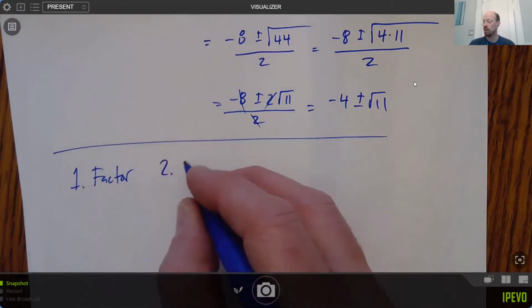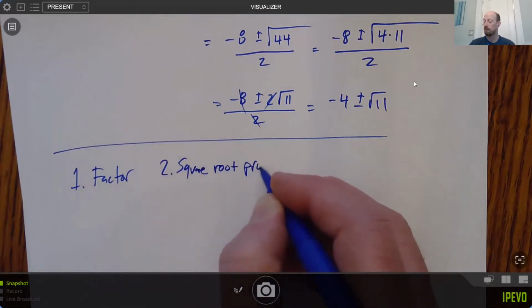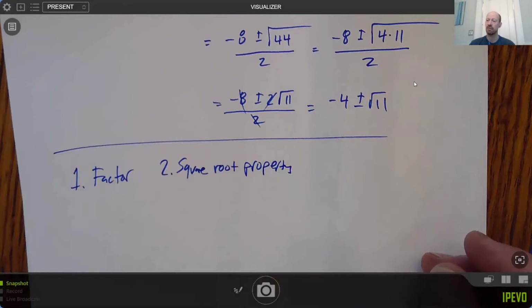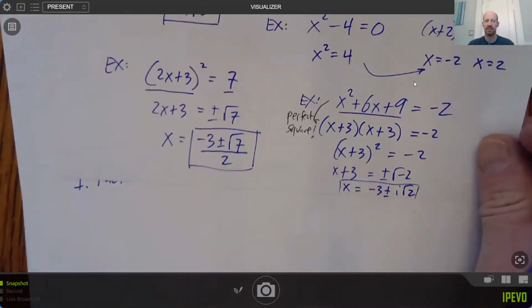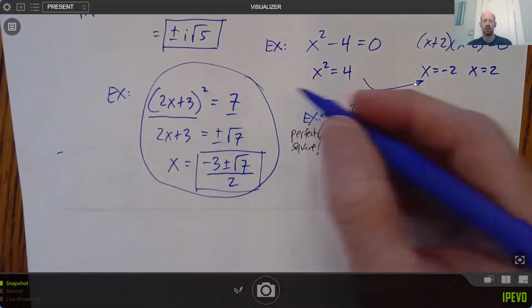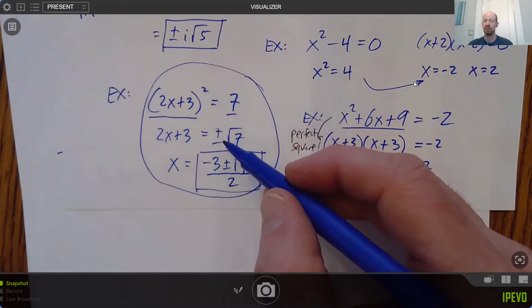Number two, look for the square root property. If it's set up for the square root property, that's going to really get you your answers the fastest. An example of that is this one right here. This problem was very well set up for the square root property. If you tried to use a different strategy, it would have taken you a lot more work.